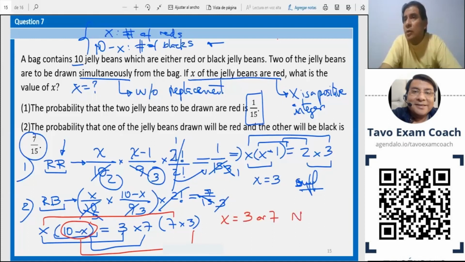And that is what we call not sufficient. So because of that, the correct answer choice here would be option A. Statement 1 alone is sufficient, but statement 2 alone is not sufficient.